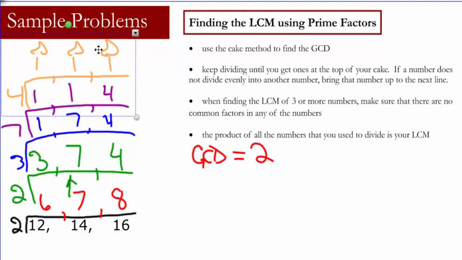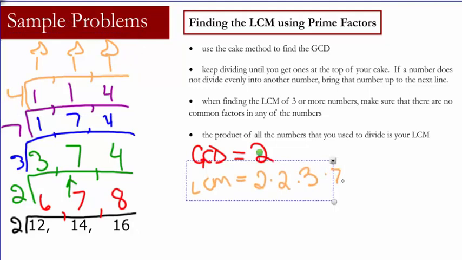Alright, so now I'm going to multiply all of the numbers that I divided as my divisors here. So 2 times 2 times 3 times 7 times 4. Well, I know that 2 times 2 is 4, and 4 times 3 is 12. So this is 12 times 7 times 4.